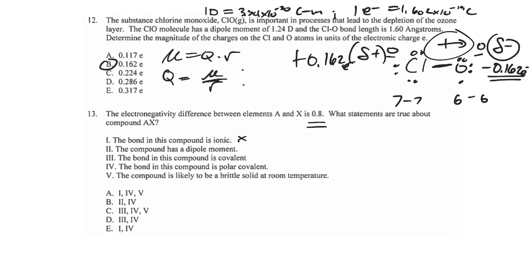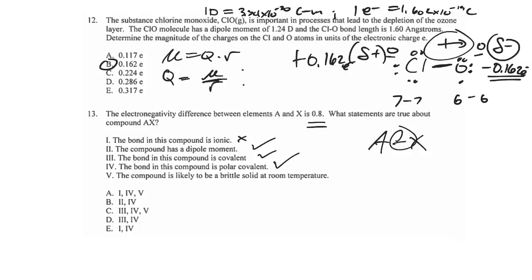So, the compound has a dipole moment. Okay, the electronegativity difference between A and X. It's true about the compound AX. Yeah, so if we have a diatomic molecule and the atoms differ in electronegativity, then the molecule should be polar and have a dipole moment. The bond in this compound is covalent. I would say it's covalent if the difference is less than 2, or if we know the melting point is relatively low for the compound. So that sounds true. The bond in this compound is polar covalent. That sounds good too, because the difference of electronegativity is pretty big. A and X are different from each other.